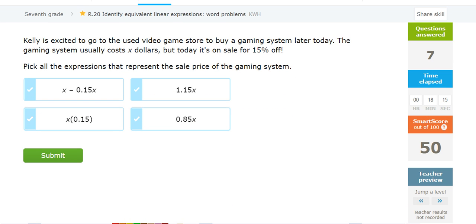Kelly is excited to go to the used video game store to buy a gaming system later today. The gaming system usually costs X dollars, but today it's on sale for 15% off. Pick all the expressions that represent the sale price of the gaming system. Okay, so we want to know the sale price of the gaming system. The gaming system costs X dollars, but it's on sale for 15% off. So then to find the expression, just like when you go to the store, it would be the price minus the discount.